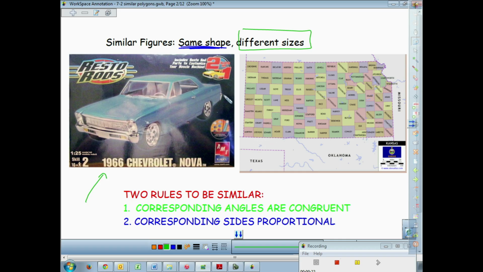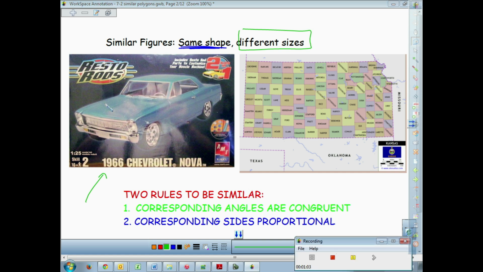So these guys are similar to each other. There's two rules, right, to be similar. All the corresponding angles have to be congruent to each other, and all the corresponding sides have to be proportional. Here's an even better example of similar figures.